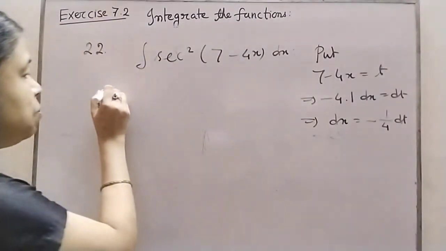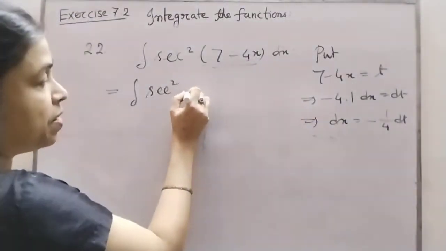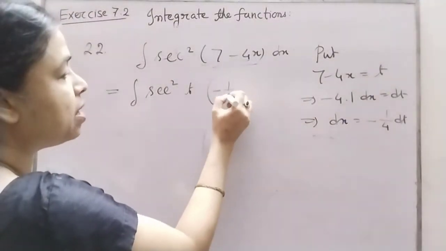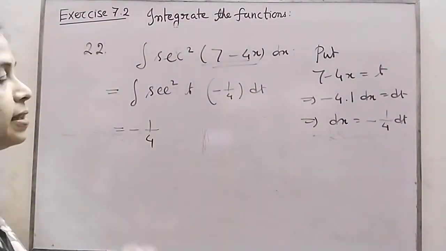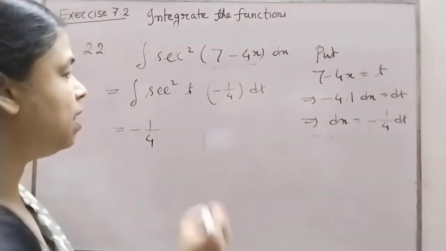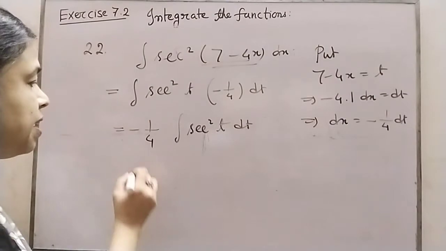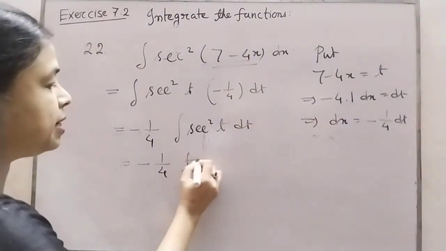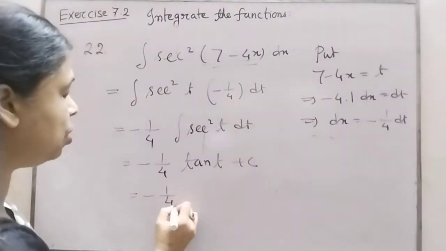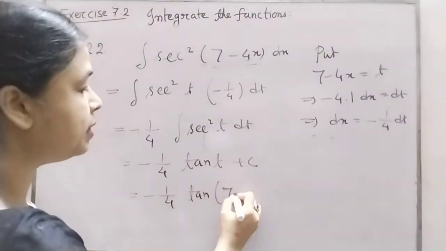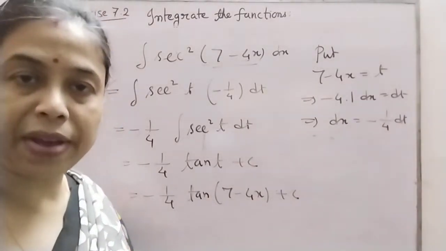Okay, let us substitute here. This will become sec square t, and in the place of dx, I can write minus 1 by 4 dt. Minus 1 by 4 is a constant, so I just write it outside the integral. And here what is left? Sec square t into dt. And you know the integration of sec square t is tan t, is it not? This is a standard integral, and ultimately change your t back. That is tan of 7 minus 4x plus c. Hope you understand the procedure, right?